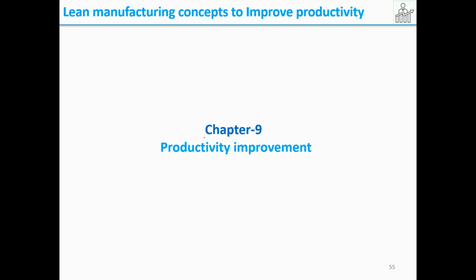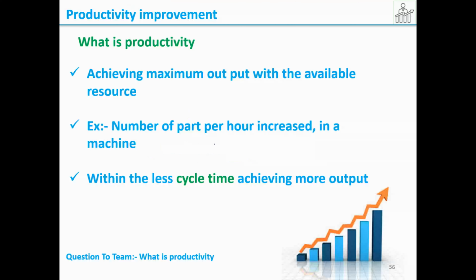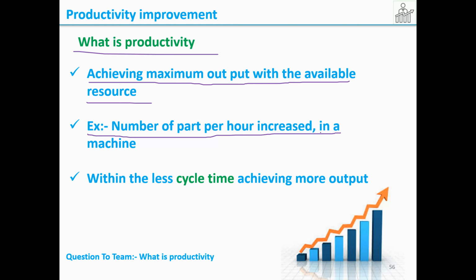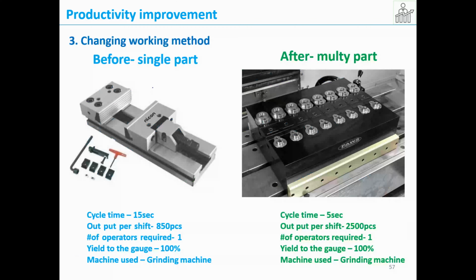So next is productivity improvement. So what is productivity? Achieving maximum output with the available resources. Example, the number of parts per hour increasing in a machine. Within a shorter cycle time, achieving more output. This is productivity, achieving more output in less time.